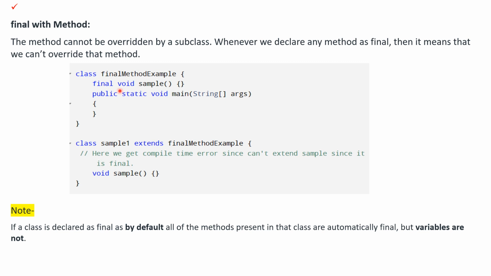But the variables are not. If we declare any variables inside the methods or inside this class, they will not be final. Only all the methods in that particular class will be final if we declare the class with the final keyword. Hope this one is clear. Moving to the next one.